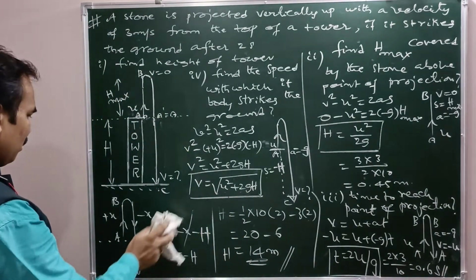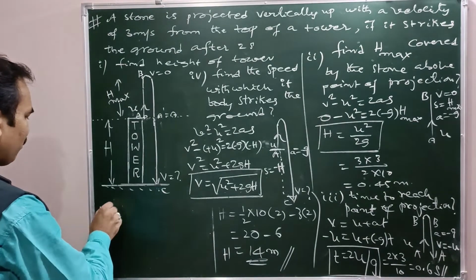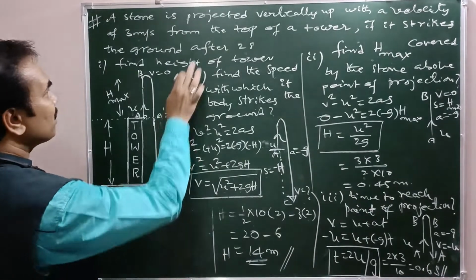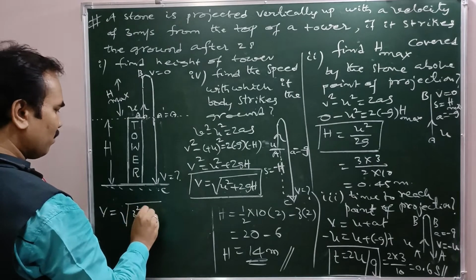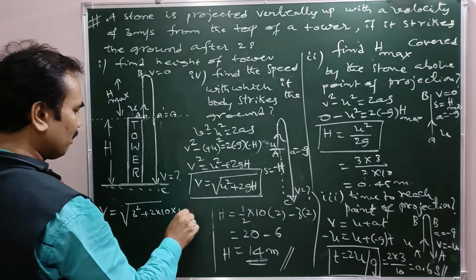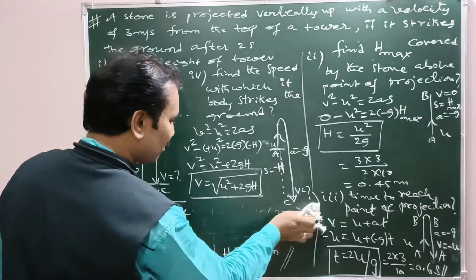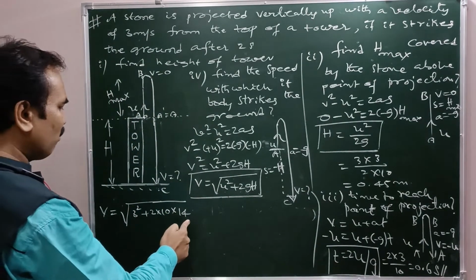Now substitute: v equal to root over u square, that is 3 square, plus 2 into g into the height of the tower, 14 meters. Now what is the answer? 2 into 14.